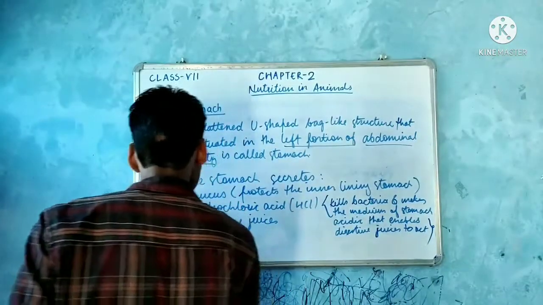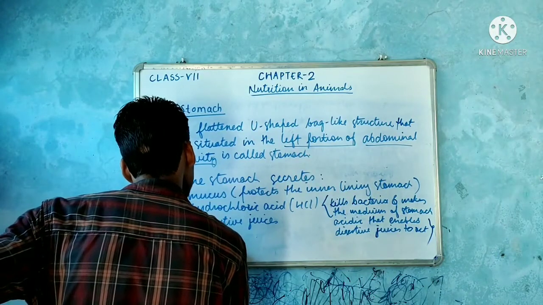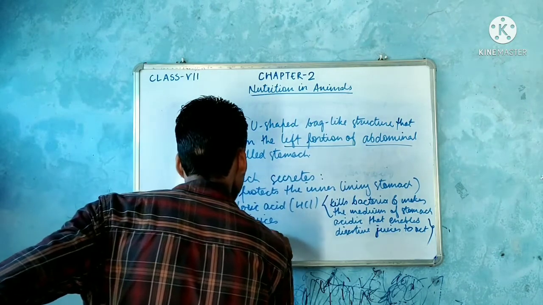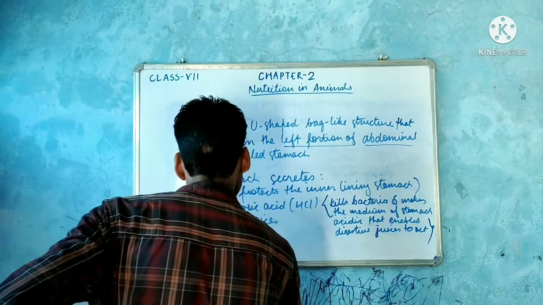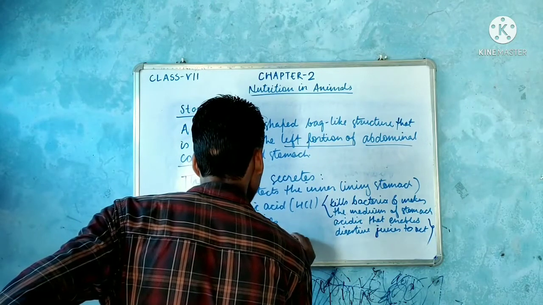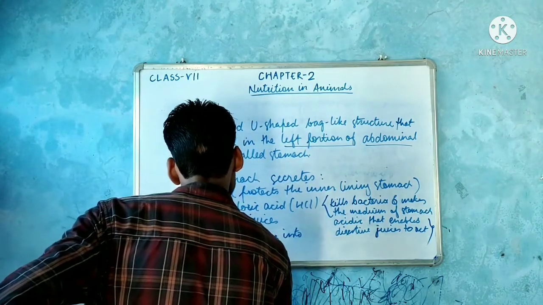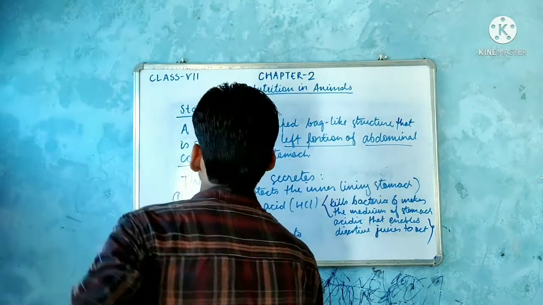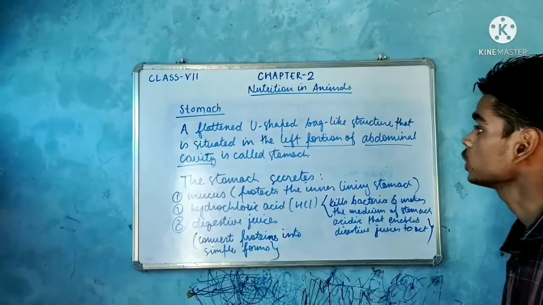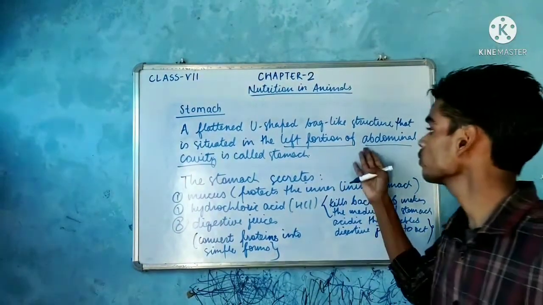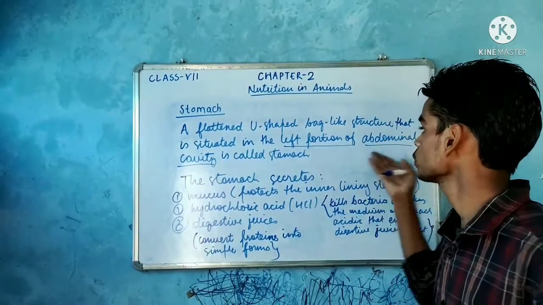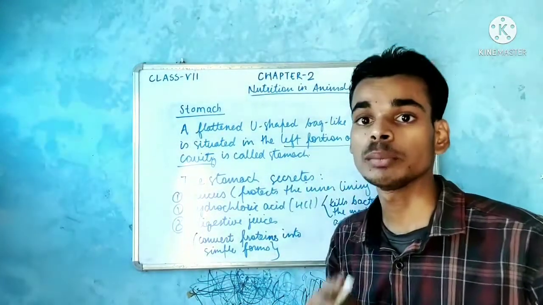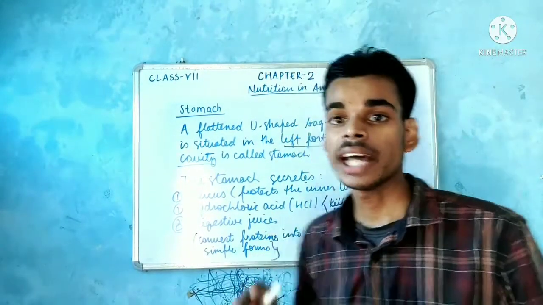The digestive juices convert proteins into simple forms. So the stomach is the flattened U-shaped bag-like structure that is situated in the left portion of abdominal cavity. It is the location of stomach in the abdominal cavity. And the stomach secretes three types of juices, that is the mucus, hydrochloric acid and digestive juices.